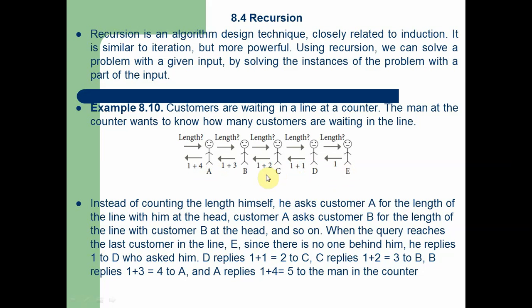So this is the input series. If you take from the right direction, then 1 is the output of E, 2 is the output of D, 3 is the output of C, 4 is the output of B. It means smaller solutions are calculated. So each and every time smaller inputs are accepted and they transfer to another problem and try to find out the big solution. So this is how we count the length. This is called recursion.